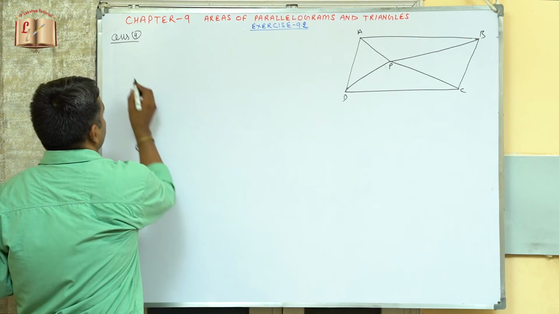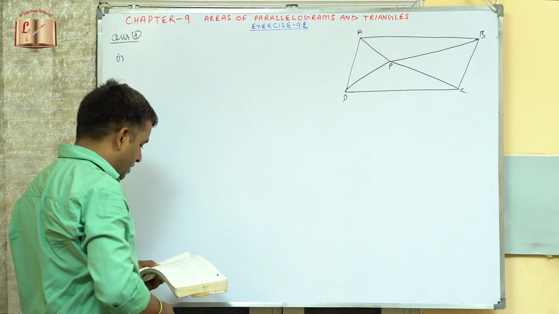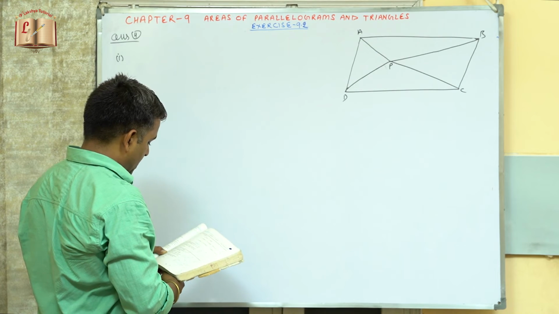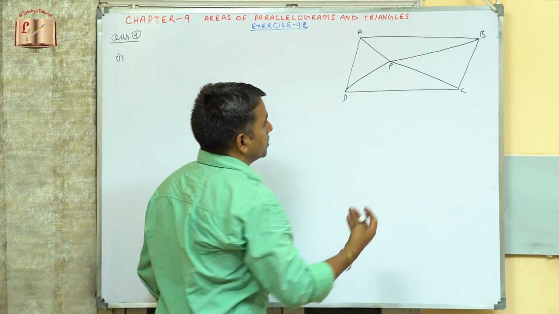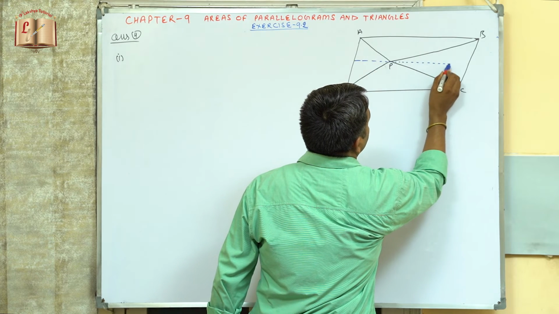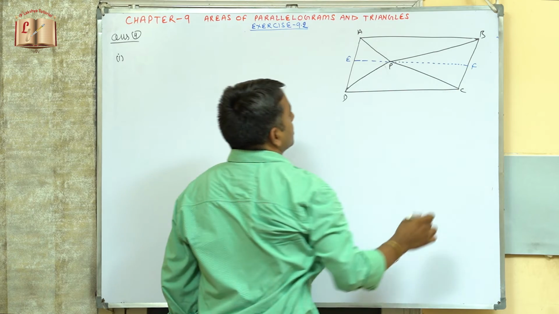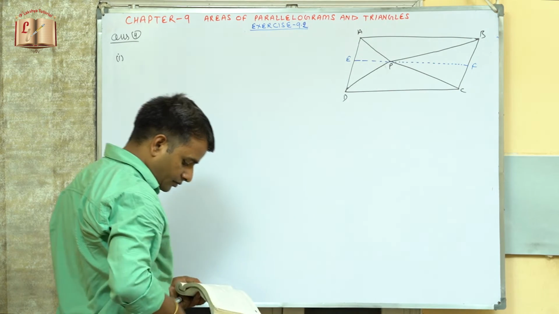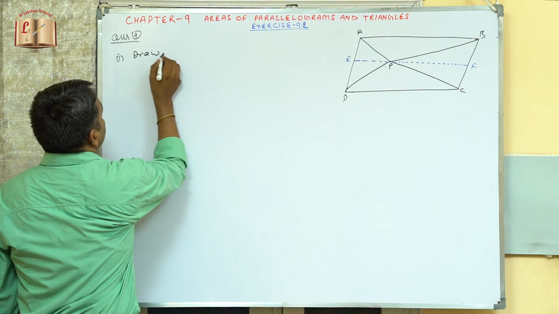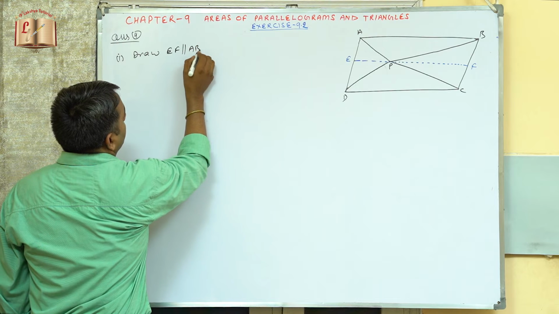So we need to prove, now coming to the first one, that area of APB plus PCD. So we will make this APB. For this APB, we'll draw a parallel line. Suppose this is E and this is F. So we have drawn a parallel line. So draw EF parallel to AB.